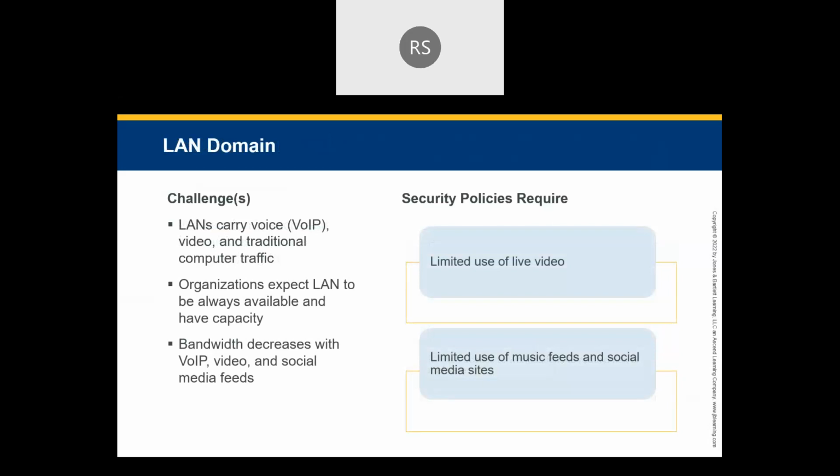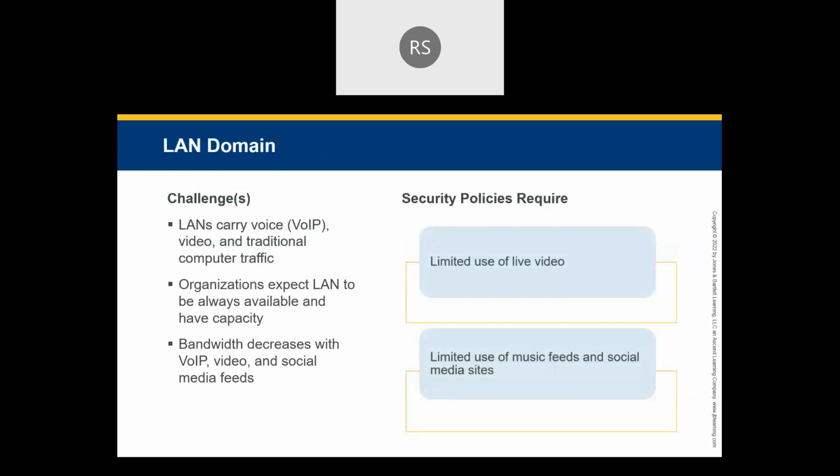The LAN domain presents unique challenges when it comes to information security, particularly due to the diverse types of traffic it carries, including voice, VoIP, video, and traditional computer data. So LANs are expected to provide uninterrupted availability and sufficient capability to handle various types of traffic. However, the increasing use of voice, video, and social media can significantly impact the availability of bandwidth. And that leads to network performance issues and potential security risks.